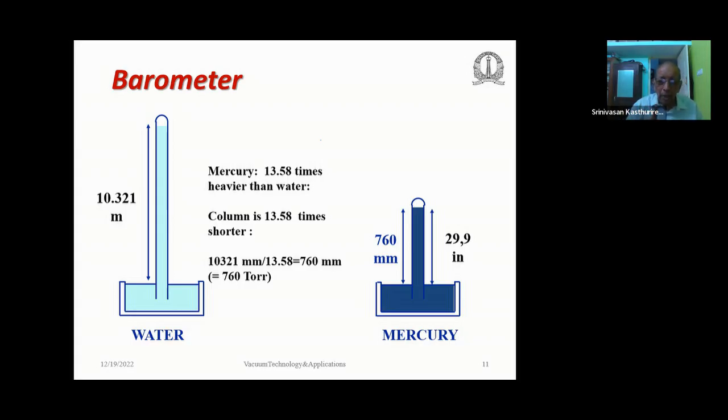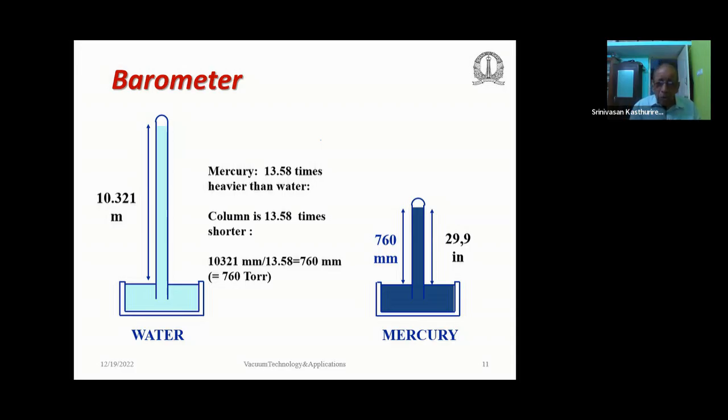So 1 atmosphere, this value will be at sea level. Please understand, this is at sea level at NTP conditions, normal temperature and pressure conditions. This is the value 760 millimeters of mercury or 760 torr. In terms of inches, it is 29.9 inches of mercury column, right? Okay. But if I change the atmospheric pressure, for example, if I come to a city in a mountainous region where the height is much higher than sea level, then you find the pressure is going down because the atmospheric pressure decreases in elevated zones, right?